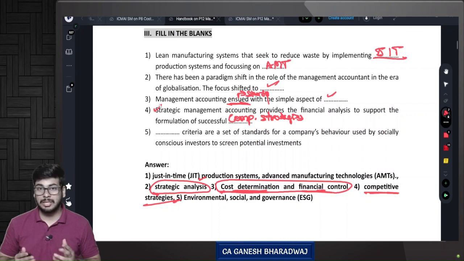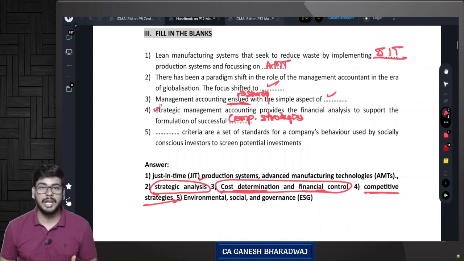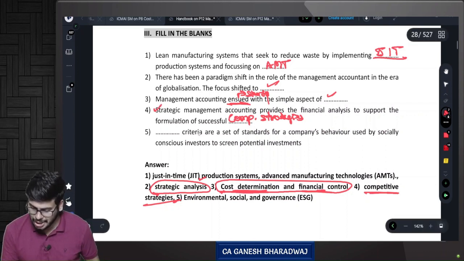Don't worry about it, because it's practically not possible for you to read line by line and remember what every line in the chapter says. Absolutely not possible. Clear?